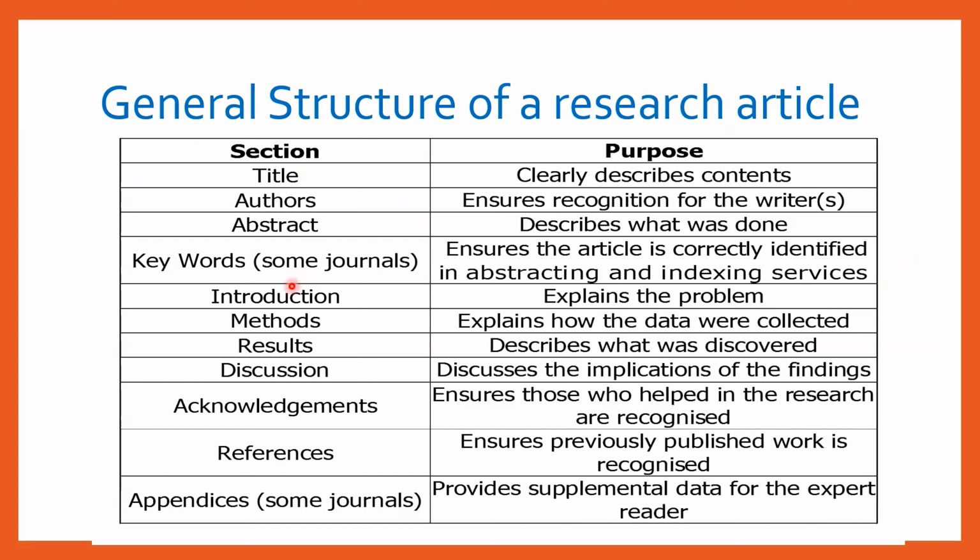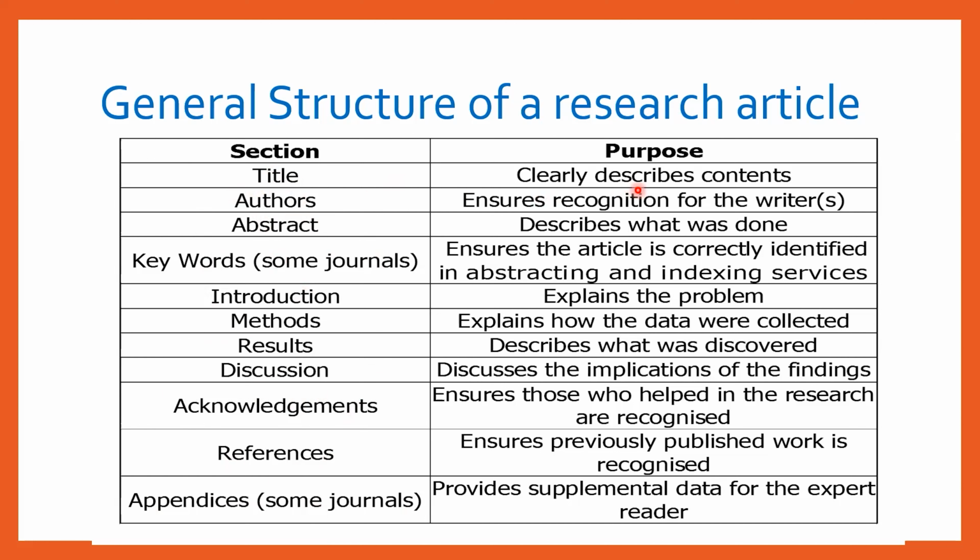Basically, a research article has a title, then an authors list, then abstract, then keywords. Some journals have keywords and some journals have no keywords. Then introduction, methods, results, discussion, acknowledgements, references, and then appendices. Some journals have these, but not all journals. There are many different types of journals. So this is the basic structure of a research article.